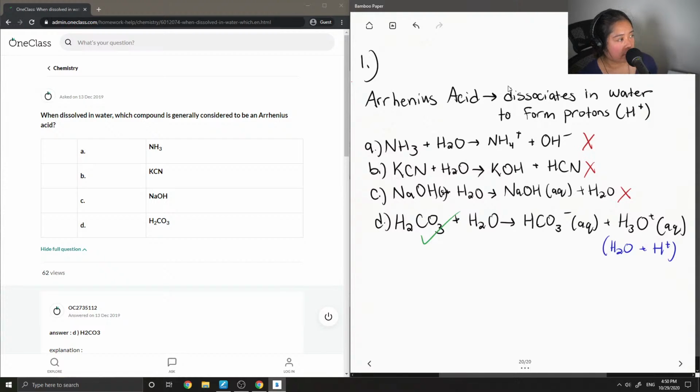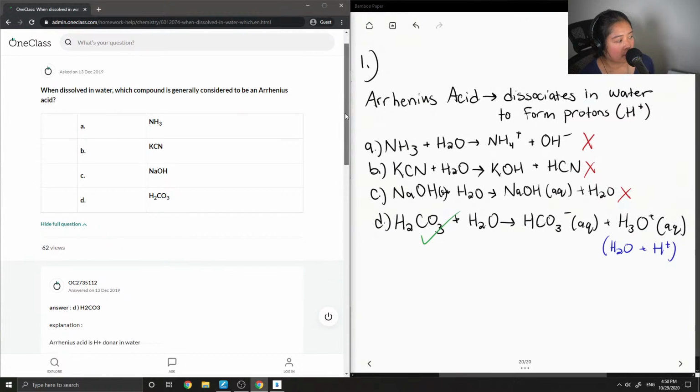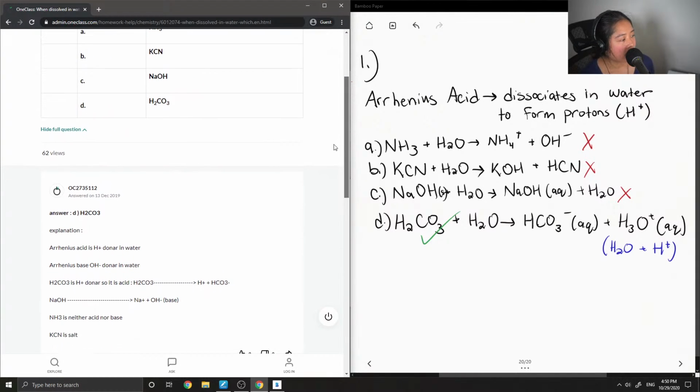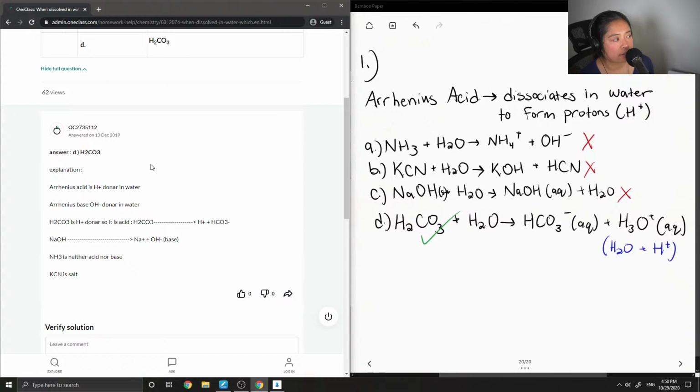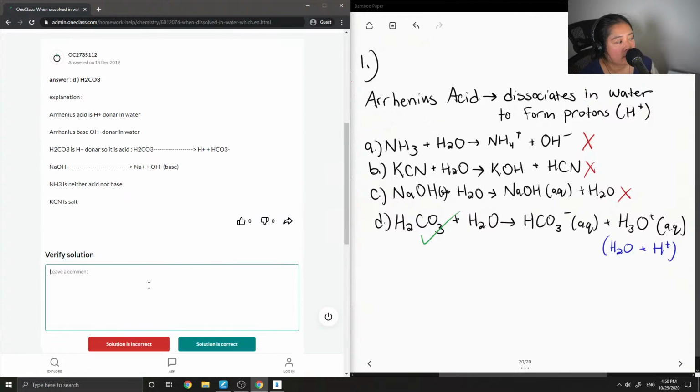Let's check out the answer from our junior tutor. Okay, so they said the same thing. Arrhenius acid is H plus, I'm guessing in water. Arrhenius base is when you have an OH minus formed when dissociated in water. And then they kind of broke it up for us. KCN is a salt. Yep, so this answer is correct.